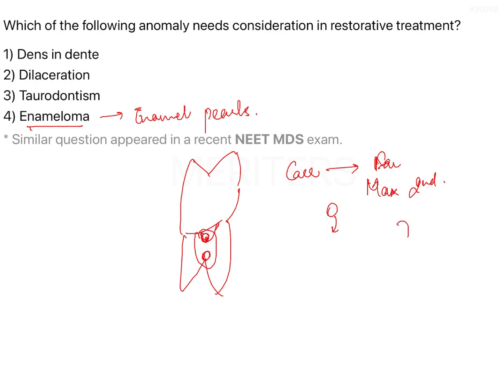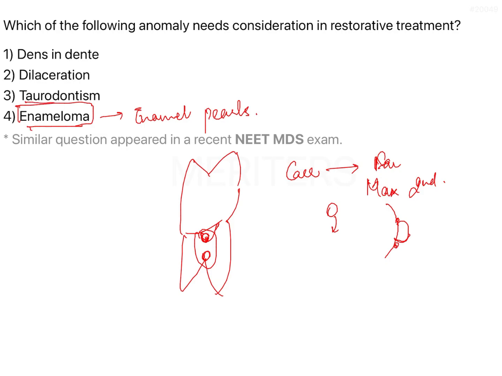Moreover, since it is a globulated structure that is attached to the tooth structure, plaque can accumulate here, and because of this plaque accumulation, it can be difficult to treat, and thereby it can lead to gingivitis as well as periodontitis. So enameloma is something that needs consideration when you are undergoing periodontal surgery, because enamel pearls are a very common cause for periodontitis or gingivitis.